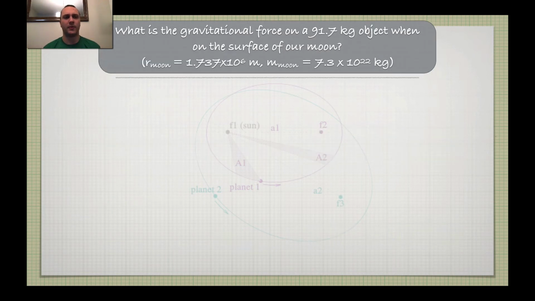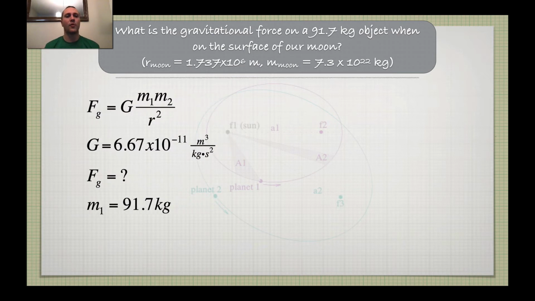Now another example: what is the gravitational force on a 91.7 kilogram object when on the surface of our moon? So now we're looking for F of G on the moon, given the constants up there for the radius of the moon and the mass of the moon itself. So again, what we are given is the universal law of gravitation. We know big G, we know the mass of both objects, we know the radius of the moon, which is technically going to be the distance between them.